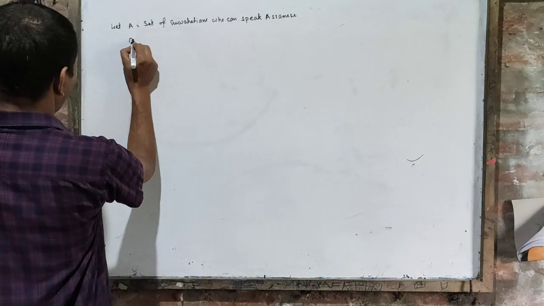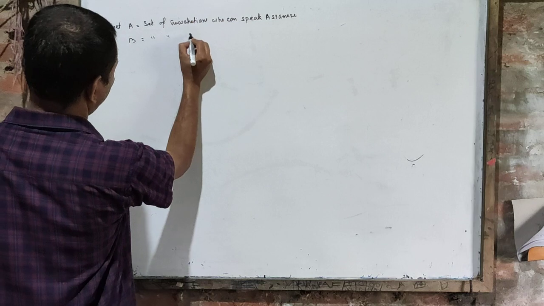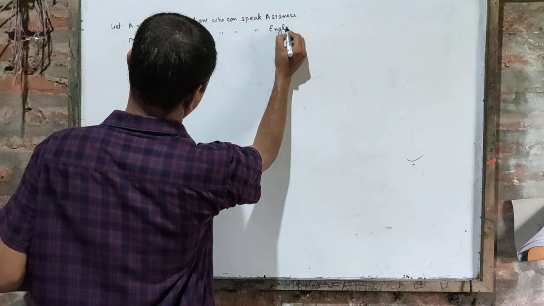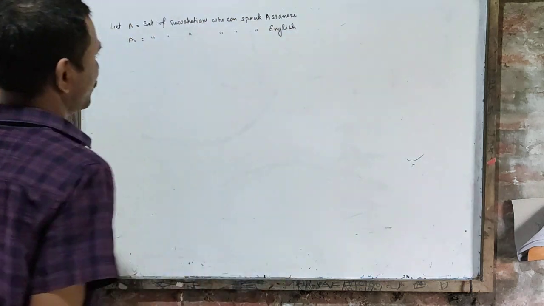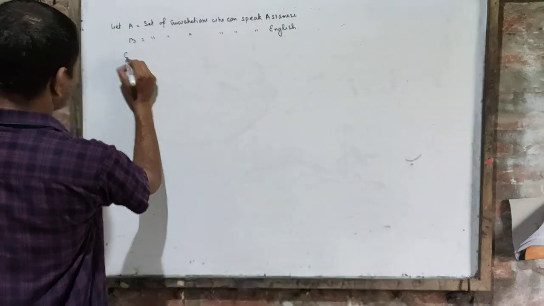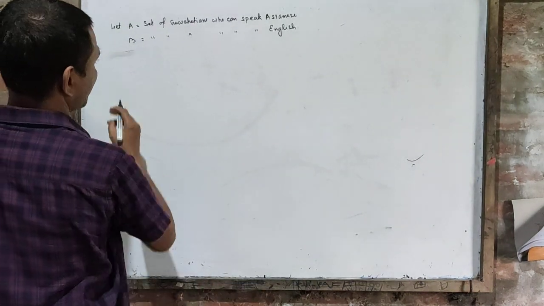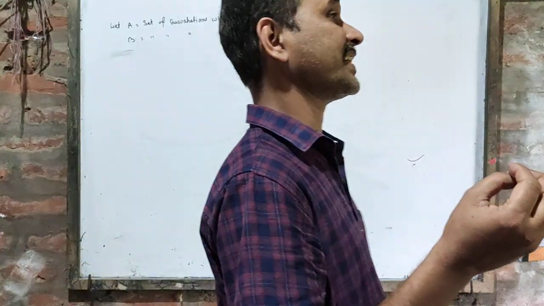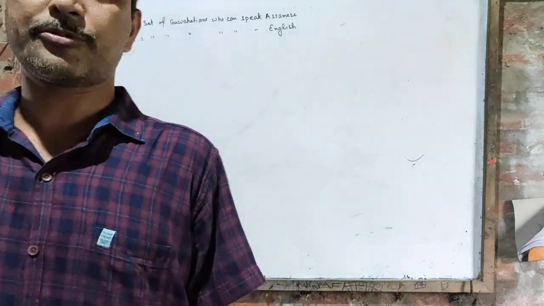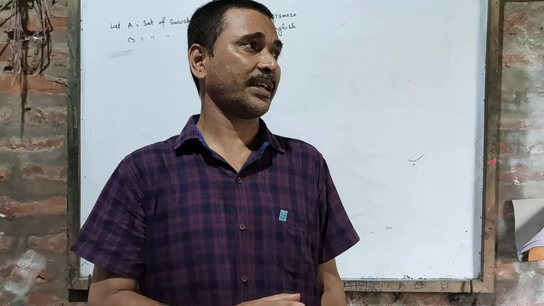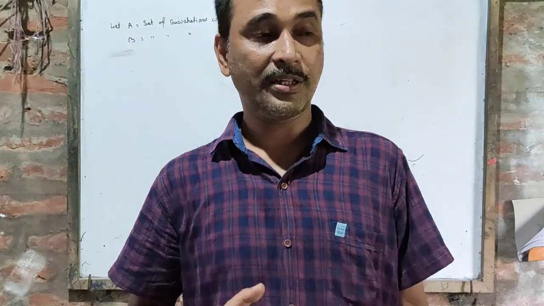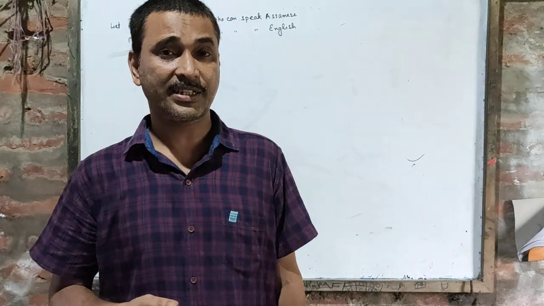Then B is equal to the set of Guwahatians who can speak English. So, given, let us write. Here the percentage is given, not the number. When the question is in terms of percentage, you always take the number of elements in the universal set as 100.